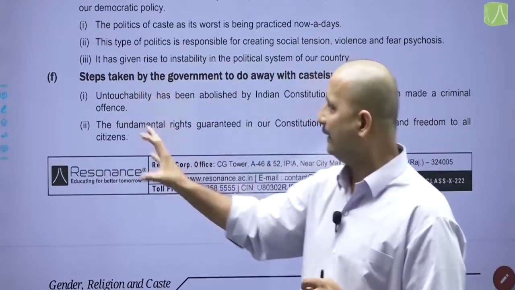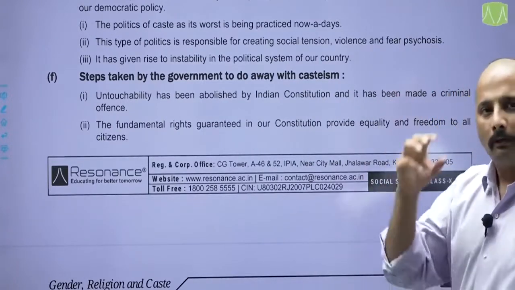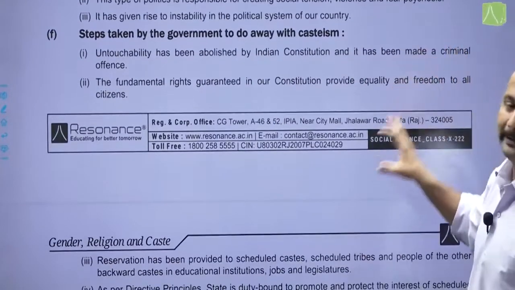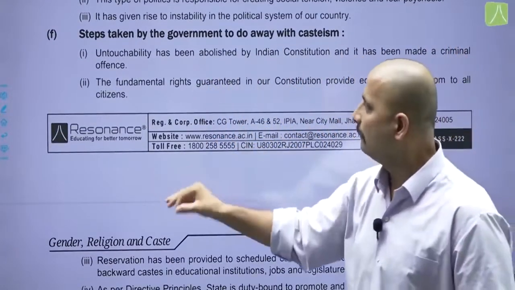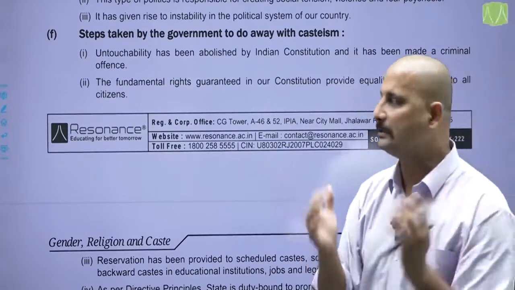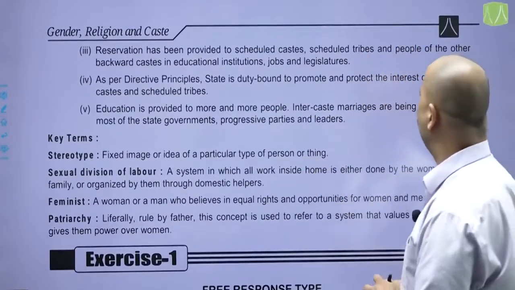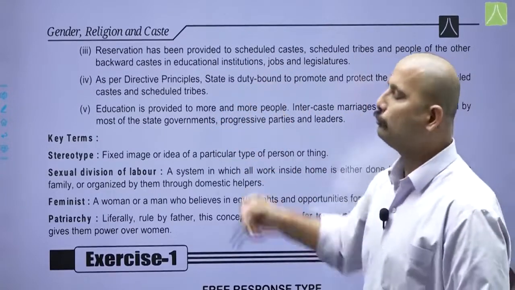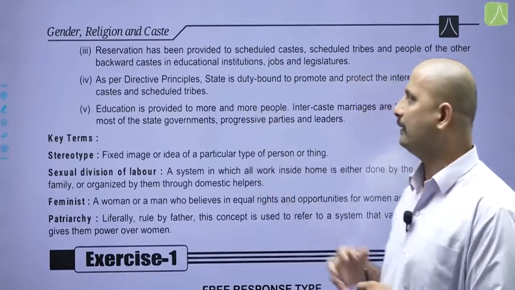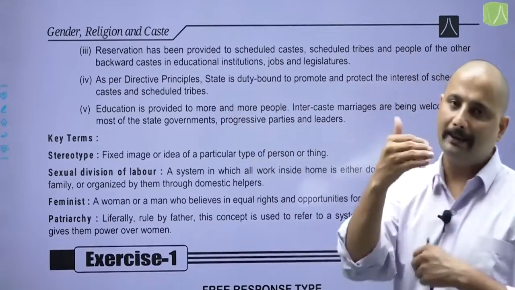Now, the steps taken by the government to do away with casteism: as we know, untouchability has been abolished by the Indian Constitution, and it has been made a criminal offence. The fundamental rights guaranteed in our Constitution provide equality and freedom to all citizens. Reservation has been provided to scheduled castes, scheduled tribes and people of other backward castes in educational institutions, jobs and legislatures. As per the DPSP, that is the Directive Principles, the state is duty bound to promote and protect the interest of scheduled castes and scheduled tribes.